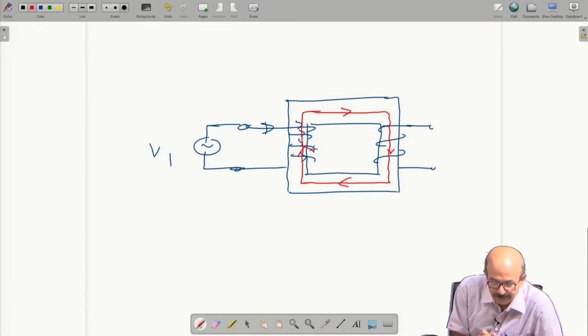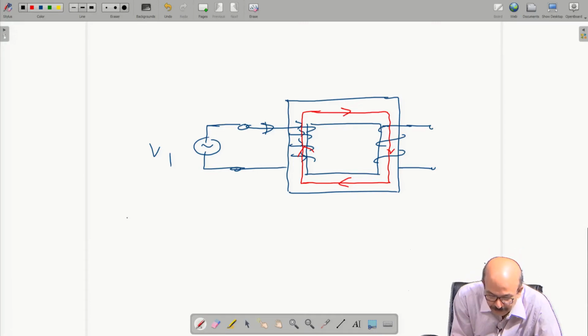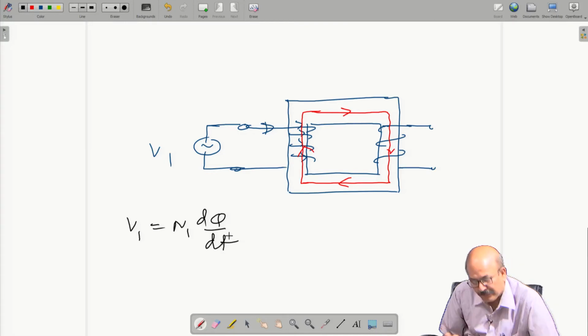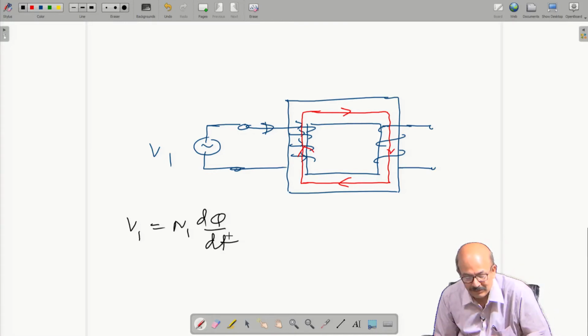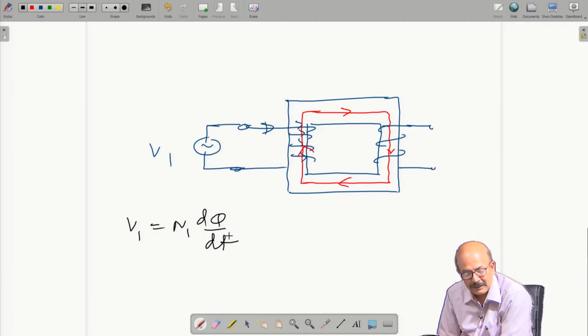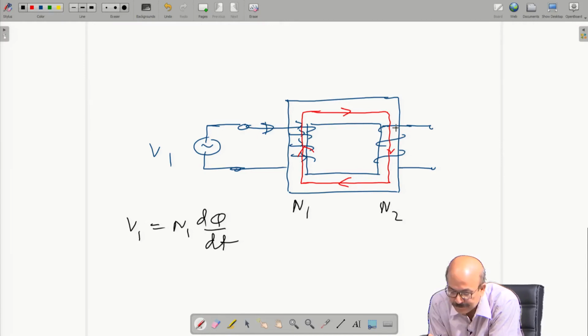Right. How can you calculate the flux? On this side you already know that V1 is N1 d phi by dt. So flux will be decided by these equations from the primary side. And this flux is linking N1 and N2, so it links the secondary.